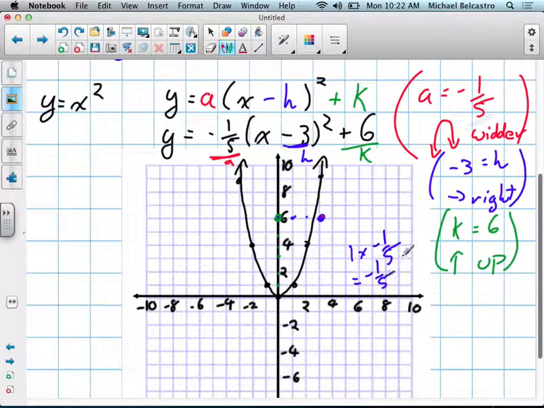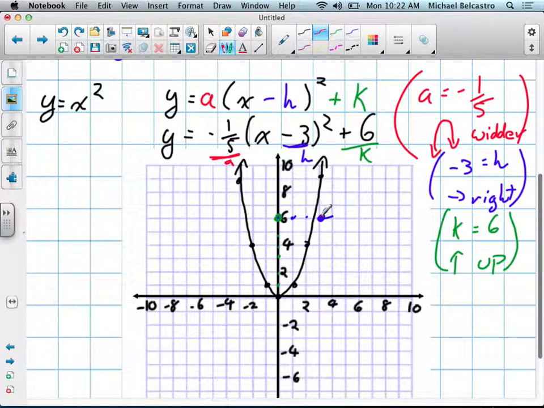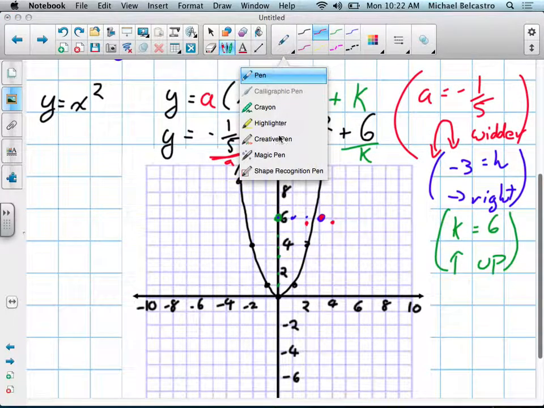Negative 1/5. So in other words, it's telling us to move over 1 and, because it's negative, down a fifth. Well, down a fifth is very small in this graph. So in other words, like this. And because it's symmetrical, if I go over 1 that way, I'm going to get the exact same movement with my parabola. Okay? Same idea.